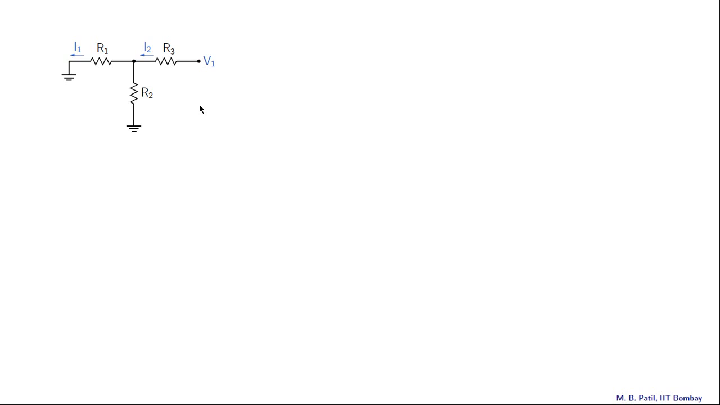Let us consider this T network, called T because it looks like the letter T. It consists of three resistances, R1, R2 and R3. So this is going to be our black box that we saw in the last slide. And what we want from this black box is V1 divided by I1 is 1 meg. So let us first see what V1 over I1 is in terms of R1, R2 and R3.